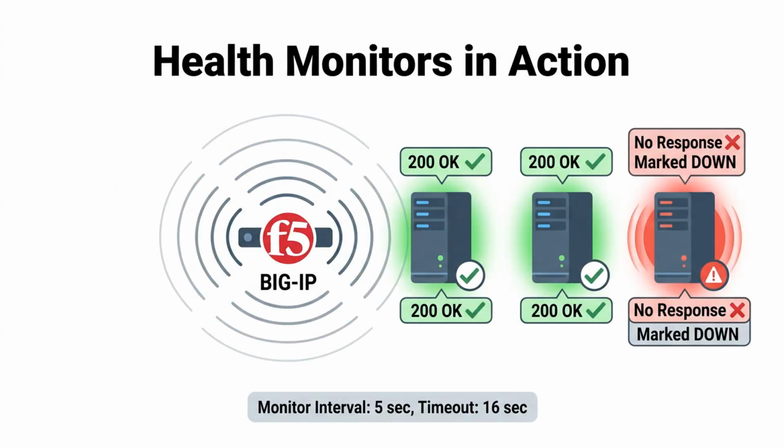Health monitors are one of F5's most important features. F5 constantly pings your pool members to check if they're alive and responding correctly. You can configure HTTP monitors that check if a specific URL returns a 200 OK response. You can check if a database port is open. If a server fails 2 checks in a row, F5 marks it as down and pulls it from the pool. No human intervention needed. Your users never notice anything. That's the power of intelligent health monitoring.